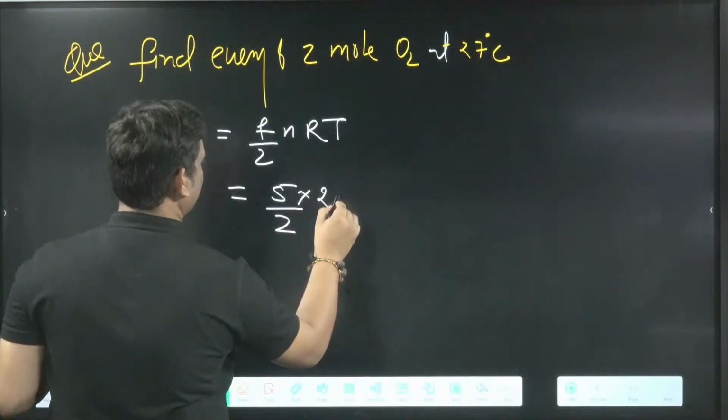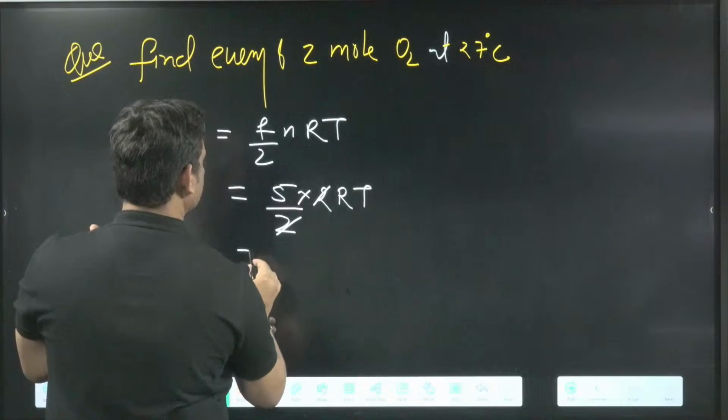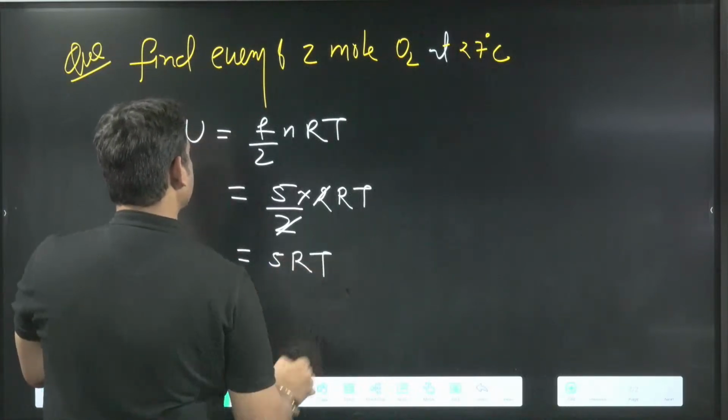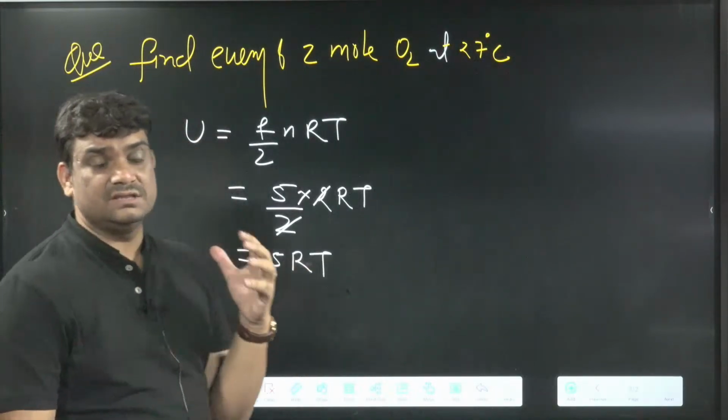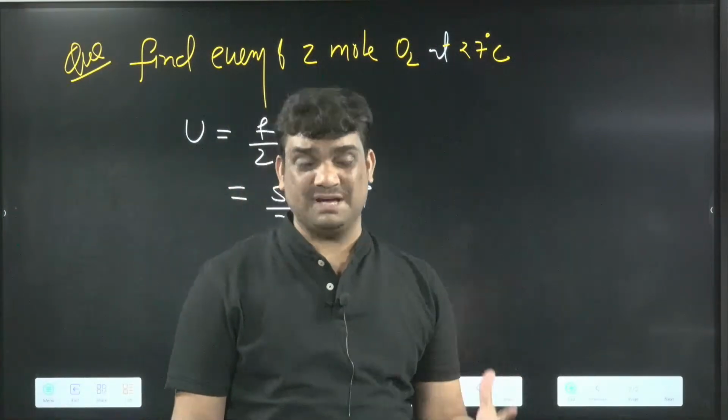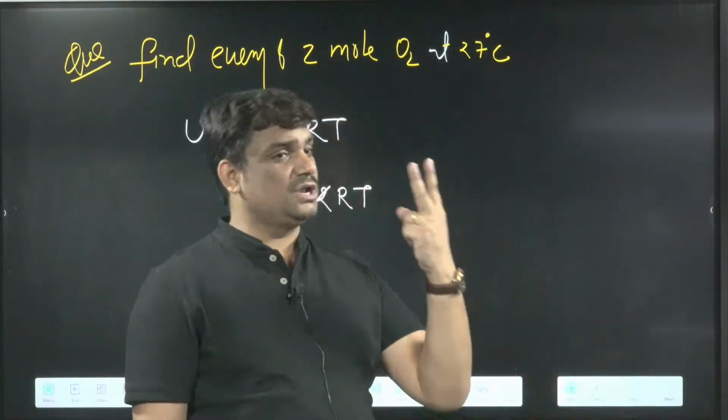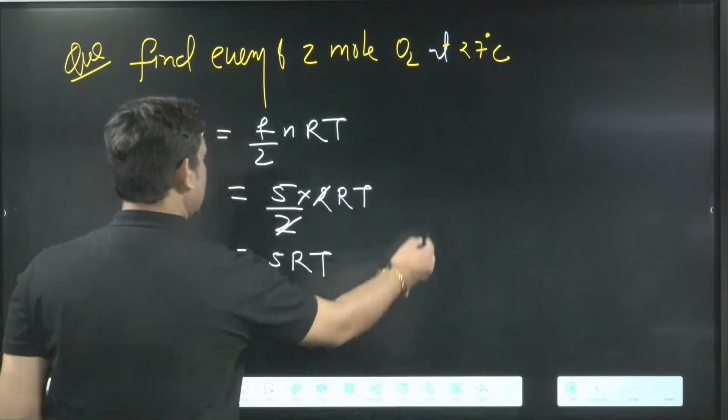2 cancels, so this becomes 5 RT. Now if they are asking for the answer in joules, we'll put R as 25 by 3. If they're asking for calories, we can put R as 2. So I will calculate both ways.